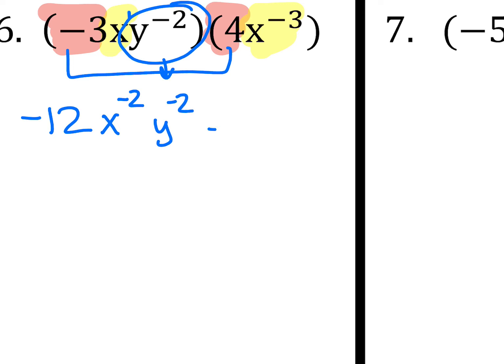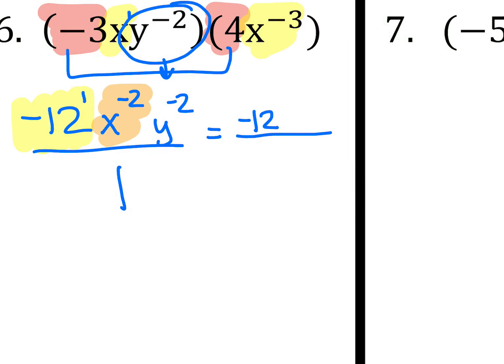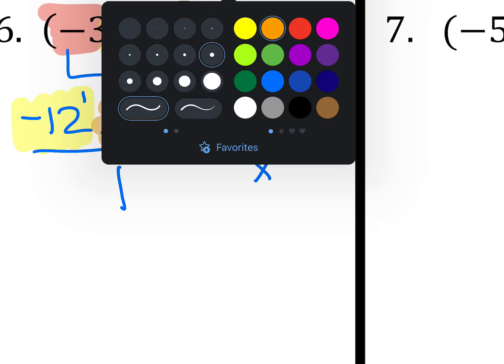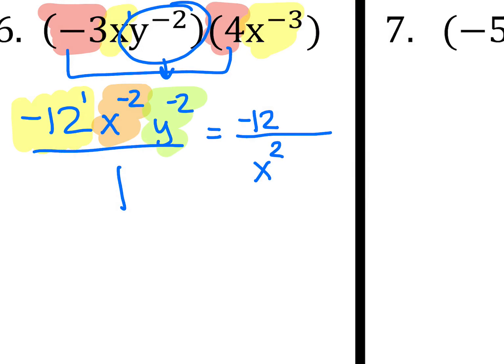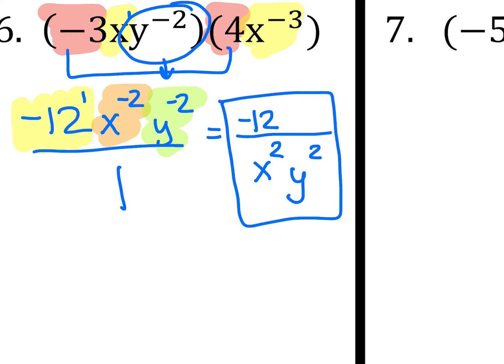Now we need to handle our negative exponents. What's the invisible exponent on the 12? It is a 1, correct. So let's ask ourselves, negative 12 to the 1st, does it stay or does it go? It stays because it's got a positive exponent. Then we've got x to the negative 2nd. Does it stay or does it go? Well, it goes because we need it to turn positive. How about y to the negative 2nd? It's got a negative exponent, so it's got to go to the bottom to turn positive. So our final answer here is negative 12 over x squared y squared.